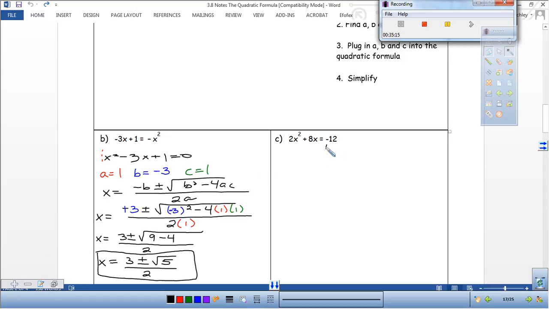We're going to add 12 to both sides to make it equal to 0. 12 is not like terms with any of these, so I just put them in order. 2x squared plus 8x plus 12 equals 0.